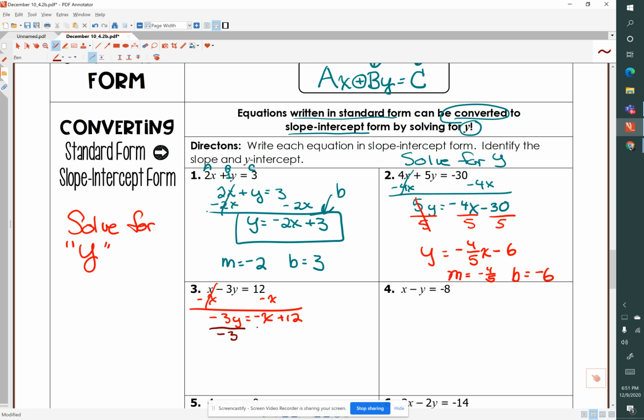And remember, everything is divided by negative 3, which leaves us with y equals, and negative divided by negative is a positive. We have an invisible 1 here. So this is 1/3 x minus 4. So m equals 1/3, and our b equals negative 4.